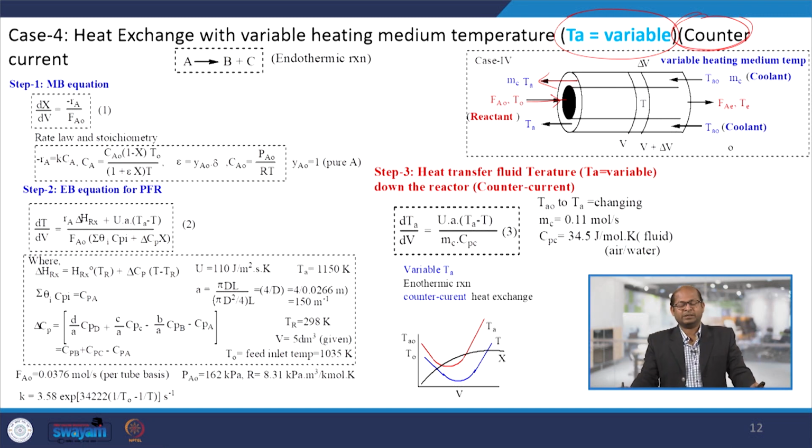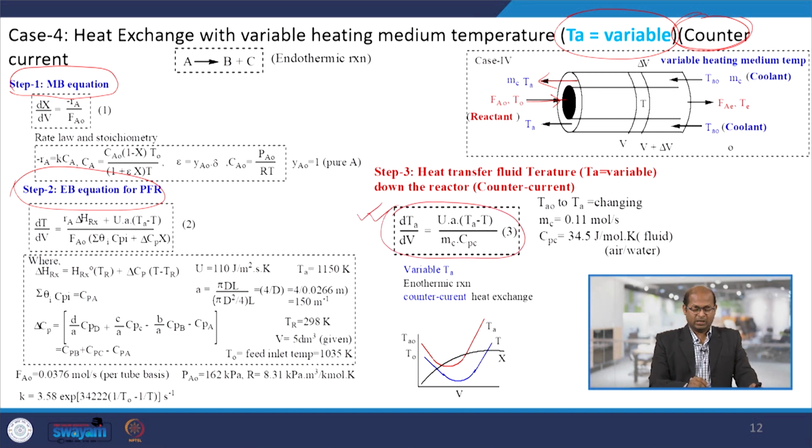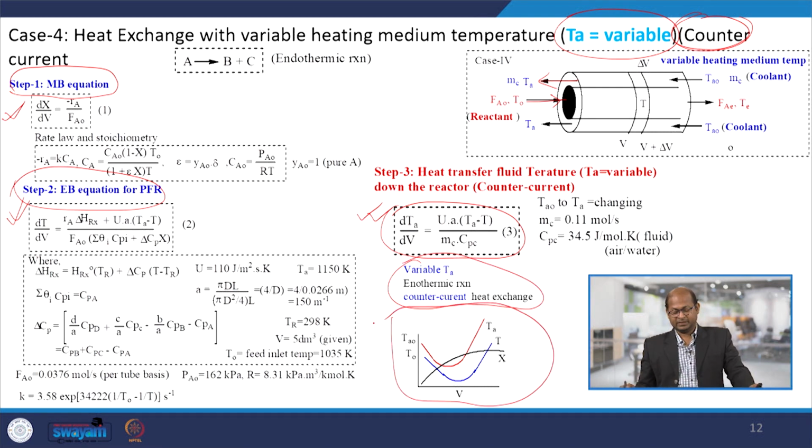So, here also the heating medium temperature, that is the heat transfer fluid temperature, is changing along the volume of the reactor. Similarly, the material balance equation, the energy balance equation and the heat transfer fluid temperature equation, these 3 differential equations, you have to solve by putting in all the known parameters. Here only the direction is different. So, if it is counter current, in this case the temperature profile is like this. See here, inside, the reacting mixture temperature would fall, then it increases. Similarly, the heat transfer fluid temperature will decrease and then increase. So, this way it will vary.